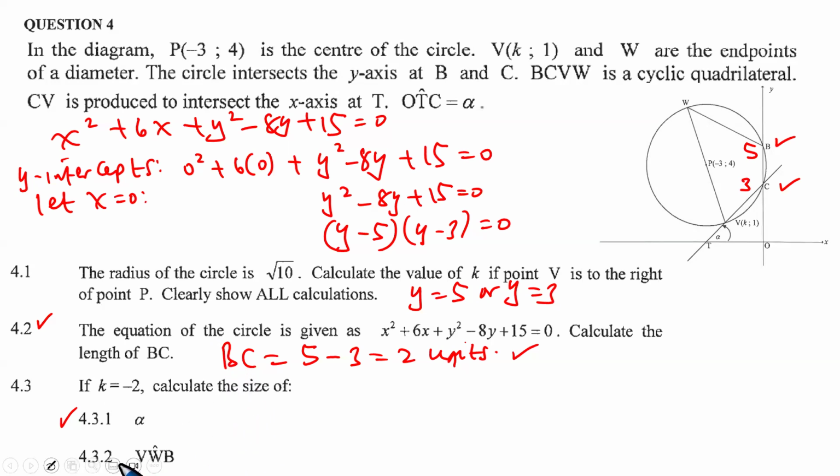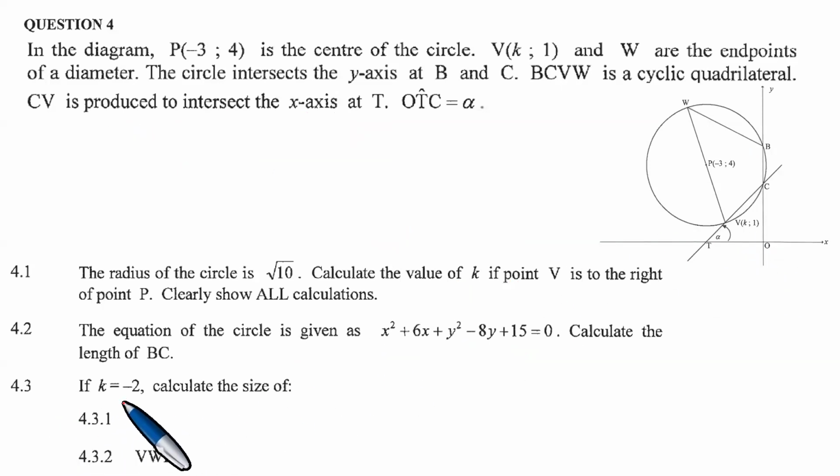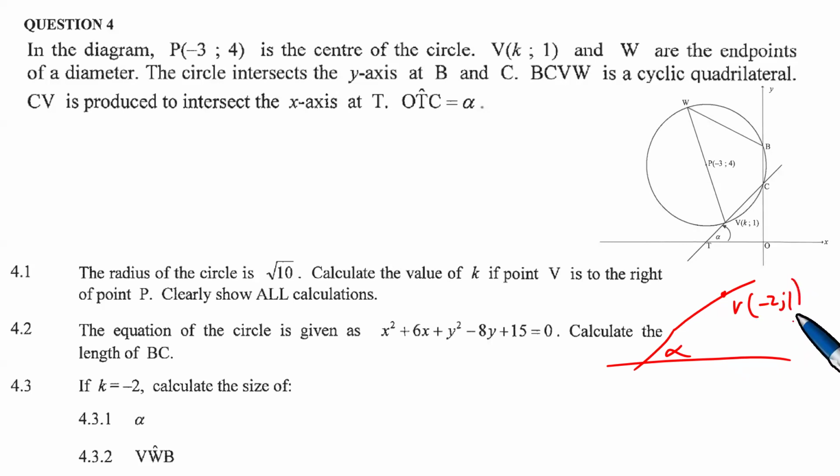All right, so what do we do at this point? If k is minus 2, calculate the size of the angle alpha. Here they said k is minus 2. So you have this diagram like this, with the angle alpha, and this point is minus 2 and 1, so you need to find the actual size of alpha. We can do that with ease, and we proceed as follows.